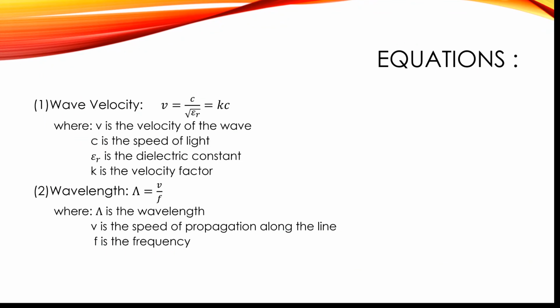Here, the wave velocity is given by v equal to the speed of light over the permittivity constant, or the dielectric constant. Then we derive the velocity factor and the total velocity of the wave. The wavelength is given by lambda equal to the velocity over the frequency, where lambda is the wavelength, v is the speed of propagation along the line, and f is the frequency. In an ideal space where the velocity factor is equal to 1, we get the speed of light.